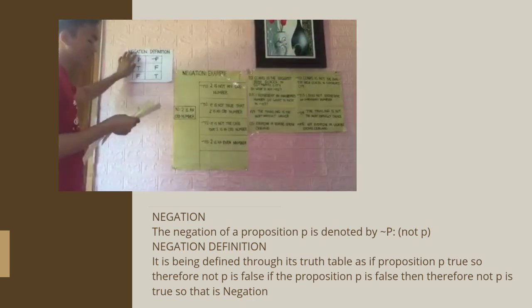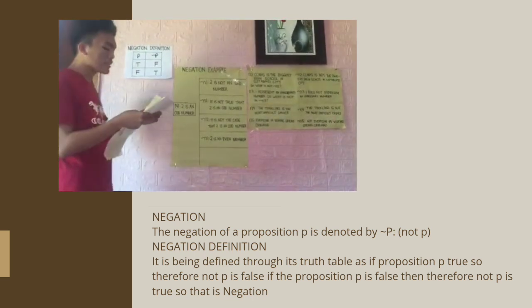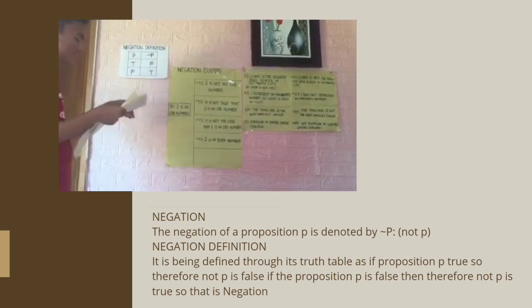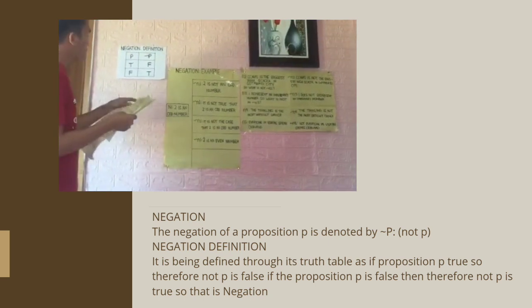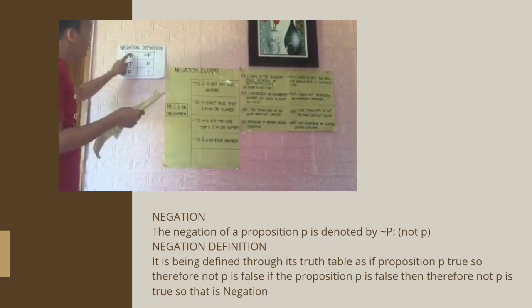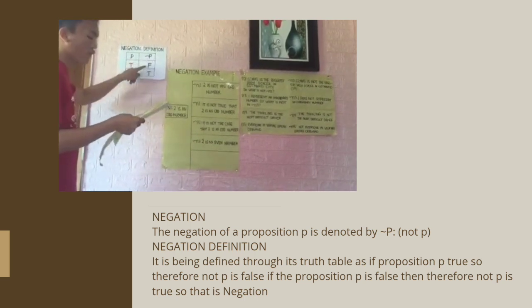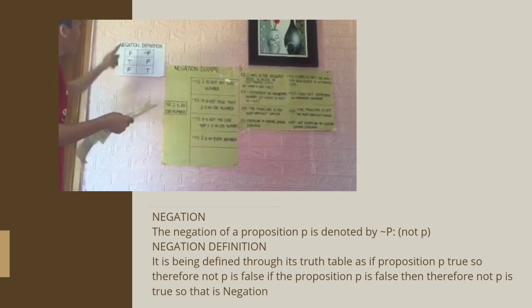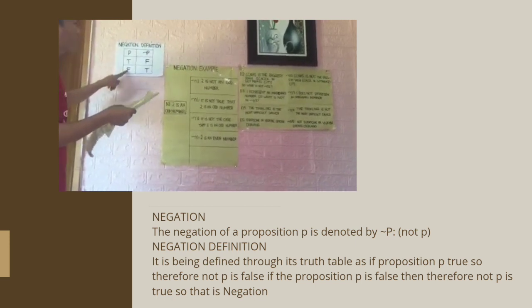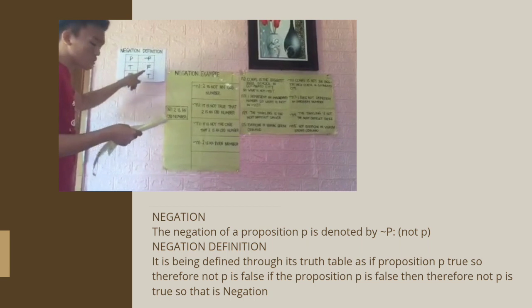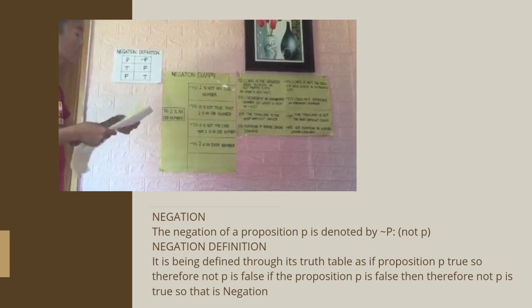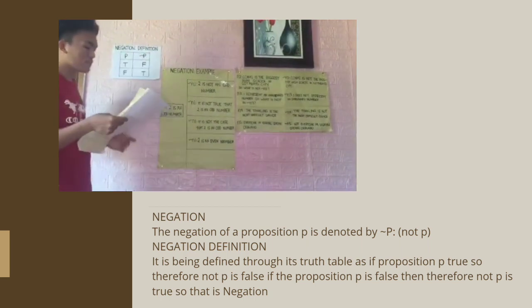Negation definition. It is defined through its truth table. If proposition P is true, then not P is false. If the proposition P is false, therefore not P is true. So that is the negation.